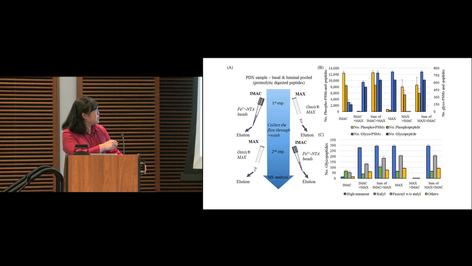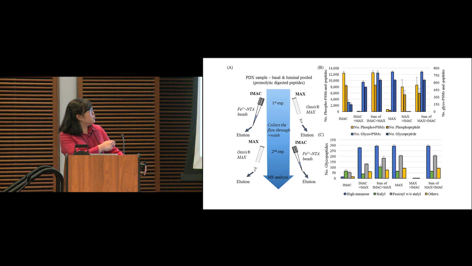If we do the IMAC first, then we can see a high level of phosphopeptide enrichment, with some overlapping glycopeptides also co-enriched. Followed by the flow-through with the hydrophilic enrichment, the glycopeptides are further enriched. Combined together, we can see the phosphopeptides and glycopeptides are fairly well enriched in this strategy.